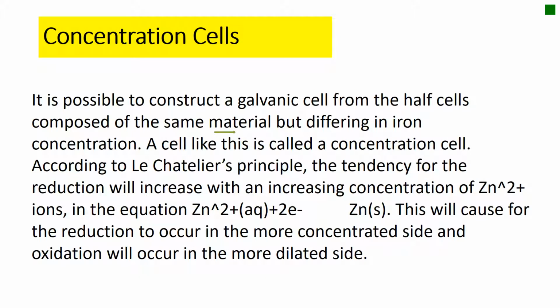So, concentration cells. Concentration cells are pretty important in this too. It is possible to construct a galvanic cell from half cells composed of the same material but different in ion concentration. This is the definition of a concentration cell.